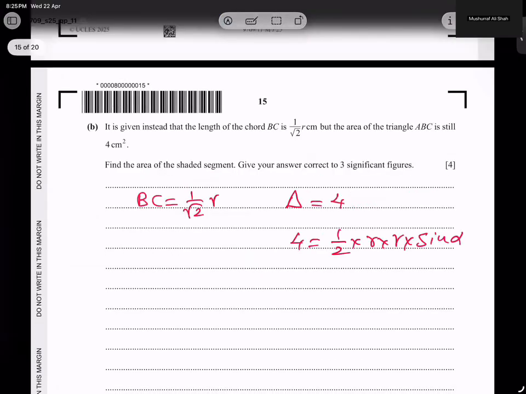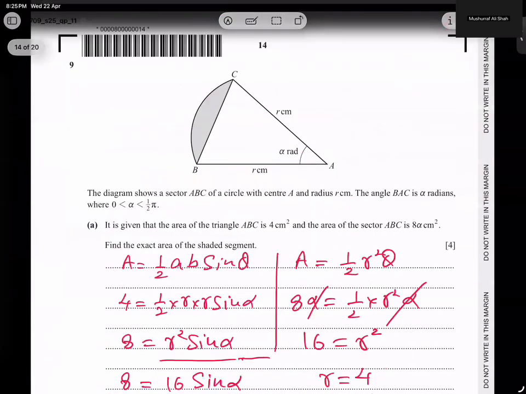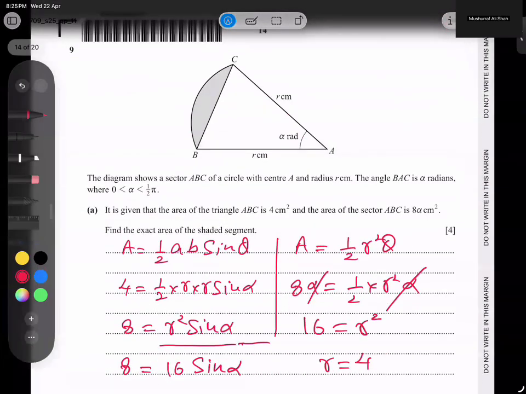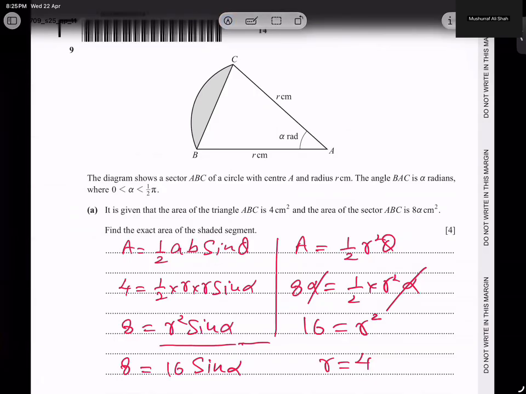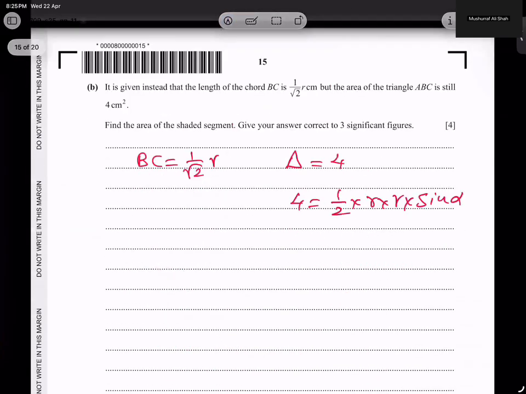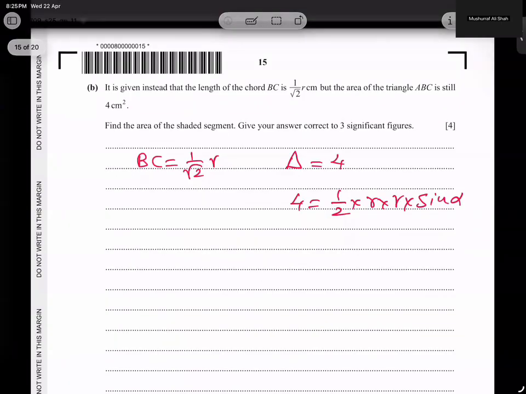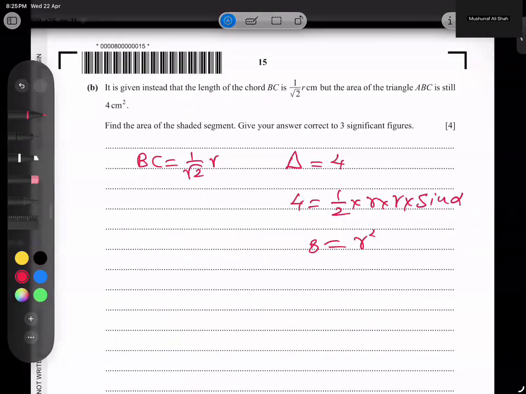Let me go back and see the top line. Part A applies on that one only, so we cannot use it here, but the top formula is separate. So I am going to implement it now. This is done. We got 8 is equal to r squared sine alpha. Now, students, what to do onwards? I did not utilize this up till now.